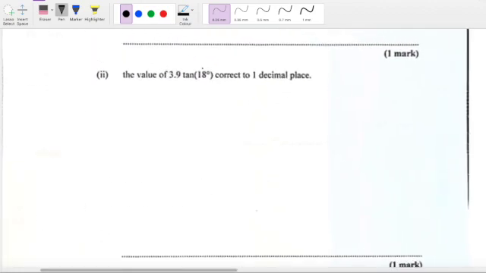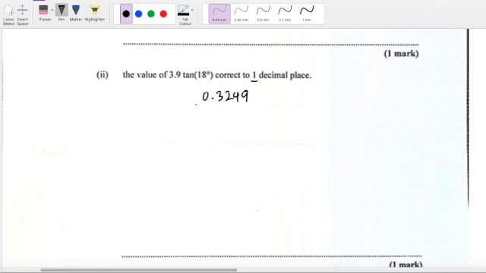The value of 3.9 tan 18 degrees, correct to 1 decimal place. Okay, so 3.9, and let me just find the tan of 18. So I'll just punch in on the calculator tan 18, and they want it to 1 decimal place, but in doing the working I'll take a few decimal places. So just to be safe, let me take about 4 decimal places. 0.3249, right? The next number is 1.